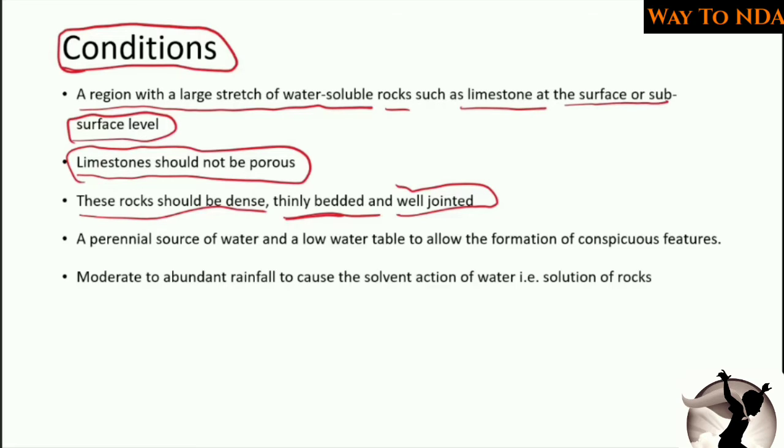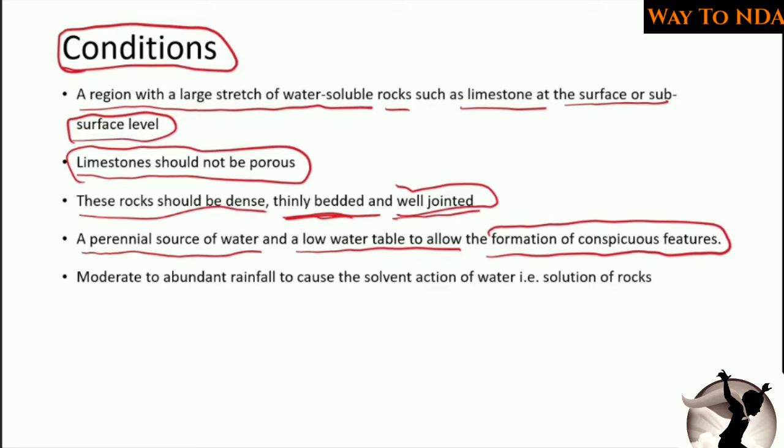So these are the three conditions, so that the water is not going directly through the cracks. For that purpose it should be thinly bedded and well jointed. A perennial source of water and a low water table are needed to allow the formation of conspicuous features, and moderate to abundant rainfall to cause the solvent action of water, that is, solution of rocks.